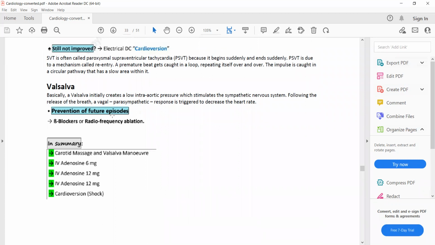So a narrow complex regular tachycardia is supraventricular tachycardia, while a broad complex regular tachycardia, if the complexes are broad and the tachycardia is regular, then what will be your diagnosis? Can anyone recall from the previous lecture and give me the answer? A broad complex regular tachycardia on ECG, what will be the diagnosis? Ventricular tachycardia. Excellent. Yes. Ventricular tachycardia.